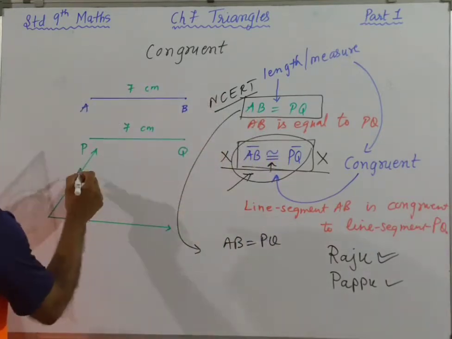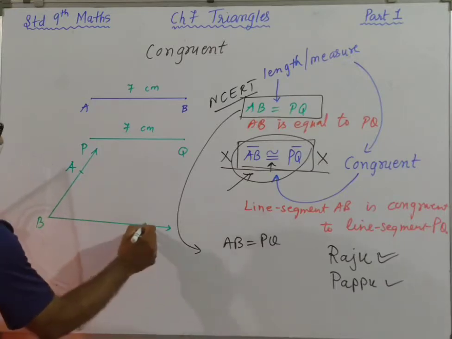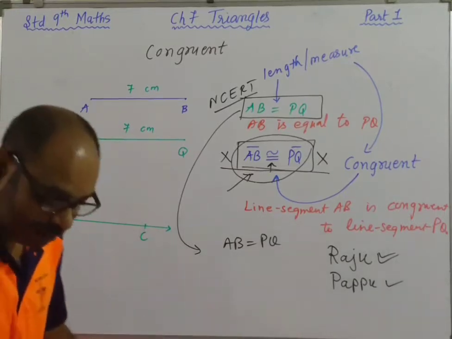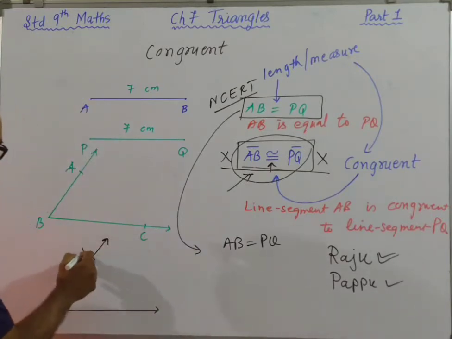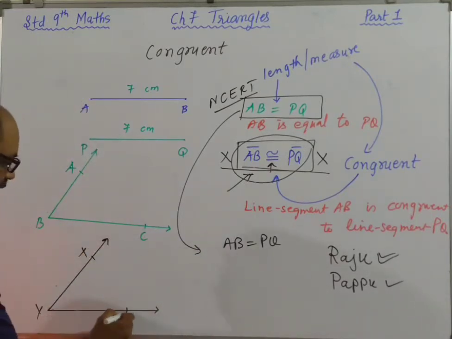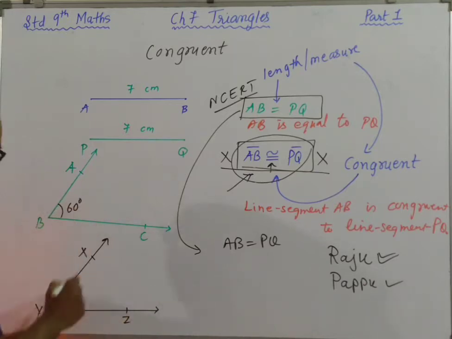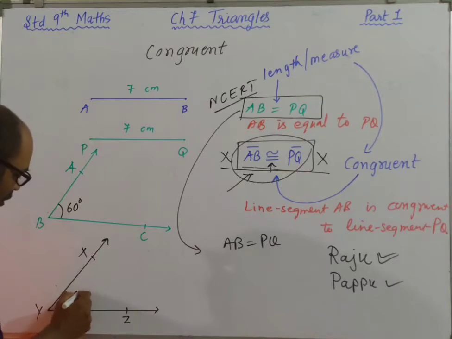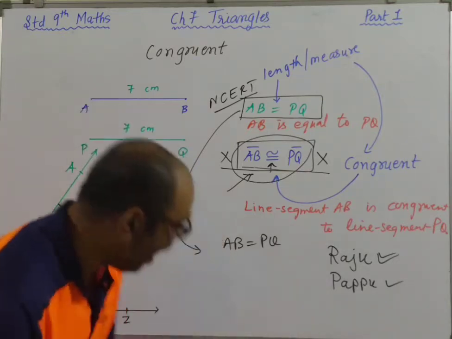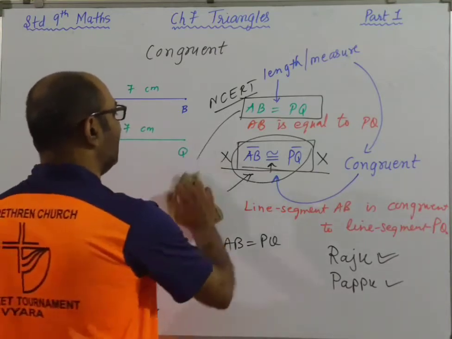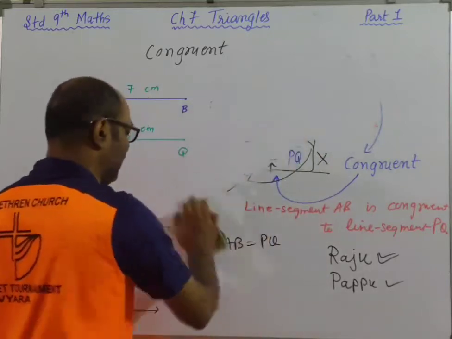Okay? Let's say this is angle ABC. I'm going to draw one more angle, and this is angle XYZ. The measure of this angle is 60 degrees and the measure of this angle is also 60 degrees. Children, here we have two angles which are of equal measure, correct?